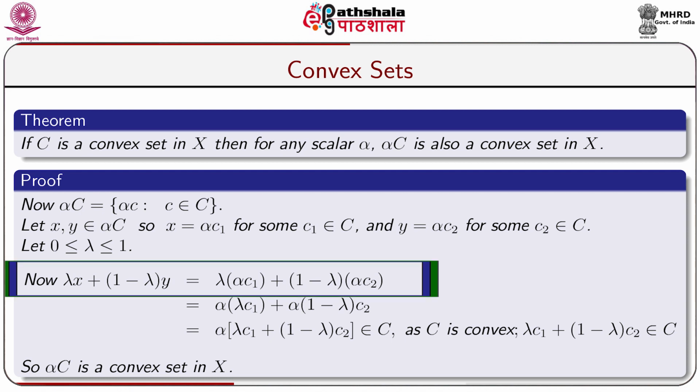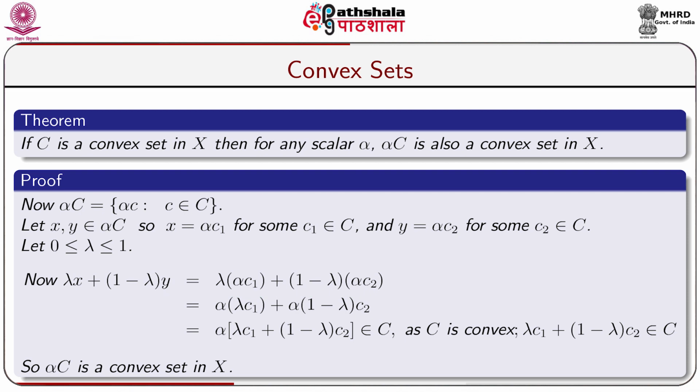Now, lambda x plus 1 minus lambda y is equal to lambda into alpha c1 plus 1 minus lambda into alpha c2, which is equal to alpha into lambda c1 plus alpha into 1 minus lambda into c2, which is equal to alpha into lambda c1 plus 1 minus lambda into c2. This belongs to alpha C, as C is convex, because lambda c1 plus 1 minus lambda into c2 belongs to capital C. So, alpha C is a convex set in X.